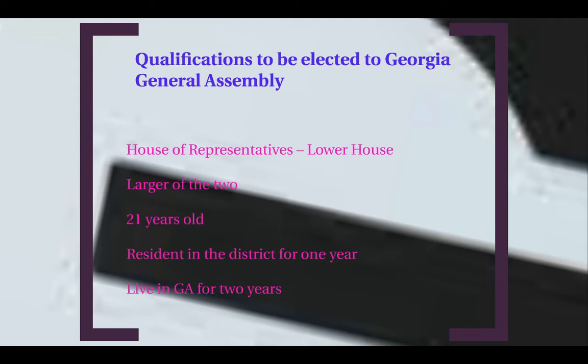So let's look at the House of Representatives first. It's often called the lower house. It's the larger of the 2 houses because there are more representatives than senators. You have to be 21 years old to run for the House of Representatives. You have to be a resident in the district for 1 year, and you have to live in Georgia for 2 years. Qualifications are always on the CRCT, so please make sure that you write these down, commit them to memory, find ways to remember them.